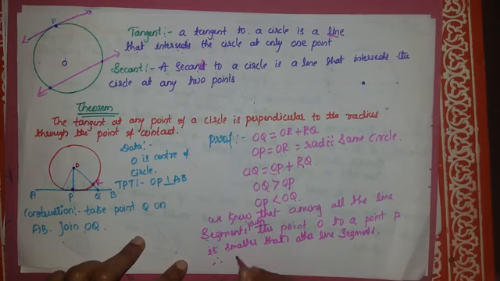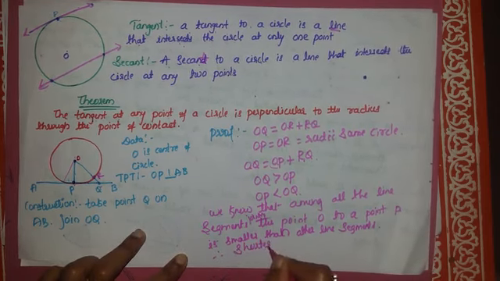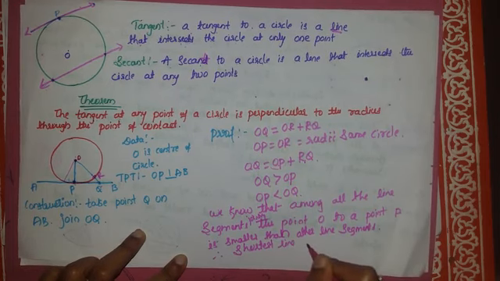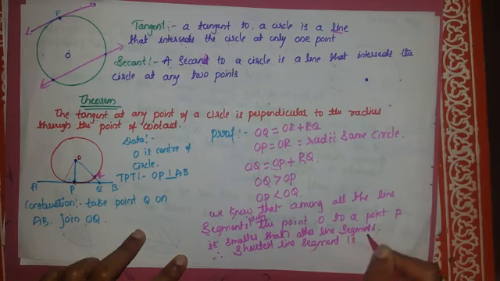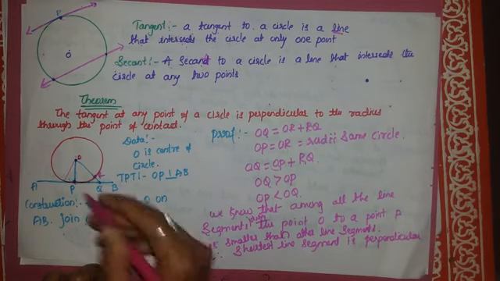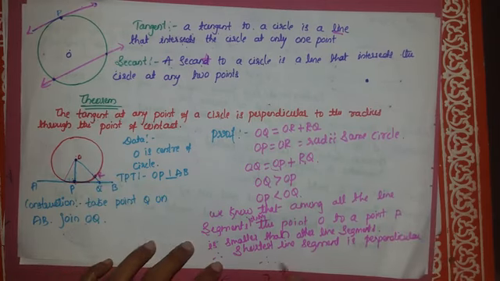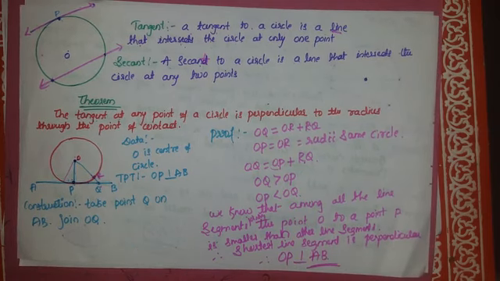Therefore the shortest line segment is perpendicular. So which one is the shortest? OP. Therefore OP is perpendicular to AB. Hence, the theorem has been proved.